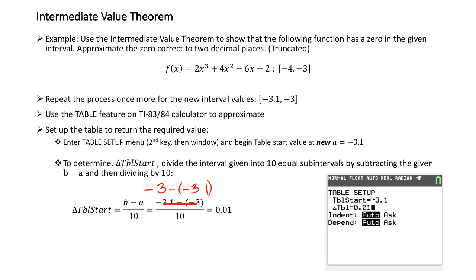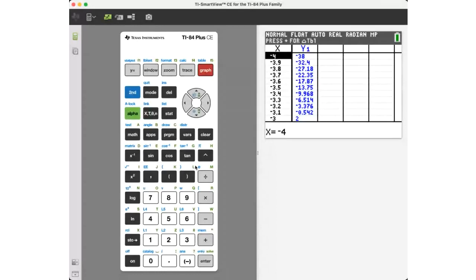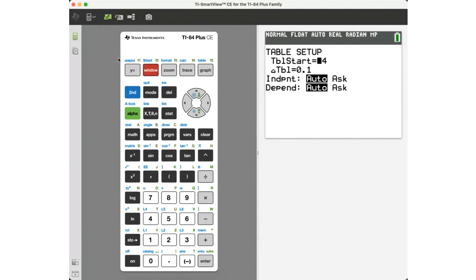Okay, so this is our picture from last time. Once again, I'm going to access second table set to change the settings for my table. We said negative 3.1 is our starting value. We're drilling down to the next decimal place, so it should increase by 0.01. I don't mess with these two down here, so please don't change those settings. We're going to leave those alone. The default settings are correct.